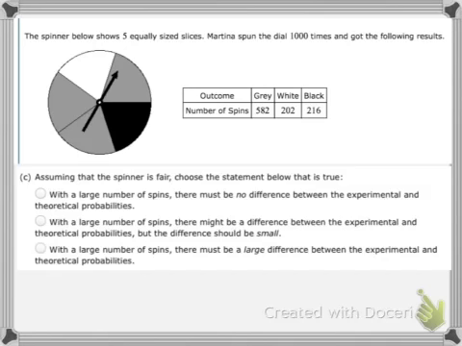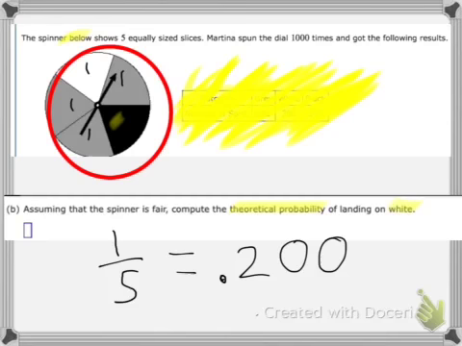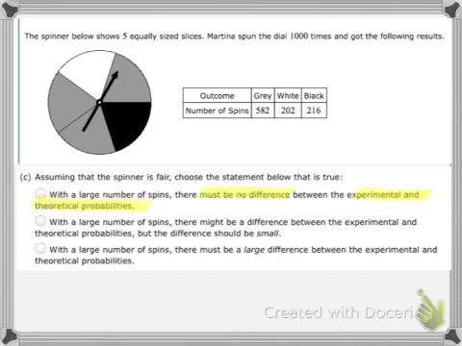The spinner below shows, okay, we already read that, I'm sorry. Assuming that the spinner is fair, choose the statement below that is true. Well, with a large number of spins, there must be no difference between the experimental probability and the theoretical probability. Well, that's a lie. How? Because the question says there must be no difference between the experimental and theoretical. On the experimental, there is 0.202. On the theoretical, there is 0.2. There's a difference. So this one is out.